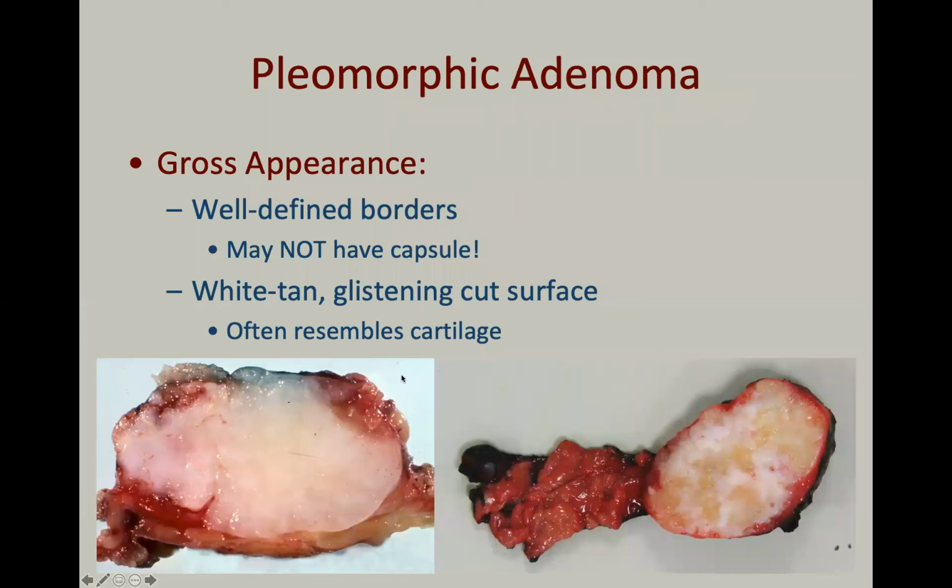So starting with a PA, the gross appearance of a PA is very characteristic. It should have a well-defined edge. It may not have a true tumor capsule, but certainly a clear border. And it has this usually white or glistening cut surface that resembles cartilage because, as you will see, the matrix of PAs tends to be chondroid or chondromyxoid. And so you can see there's a little bit of variability here, yellow to white, but this is very characteristic of PA. Radiographically, I'm not sure. You guys can tell me better what PAs look like, and if they resemble cartilage in their radiographic appearance.